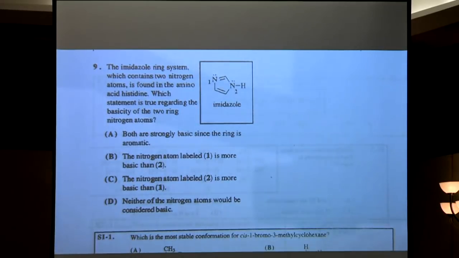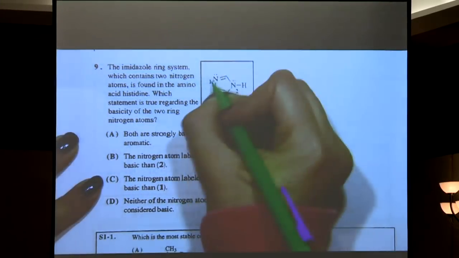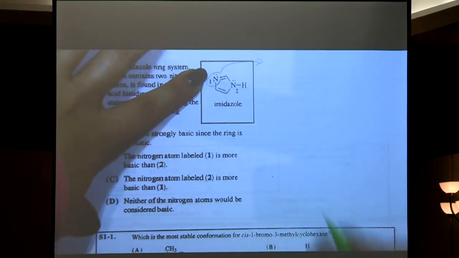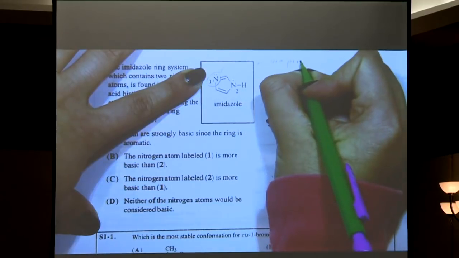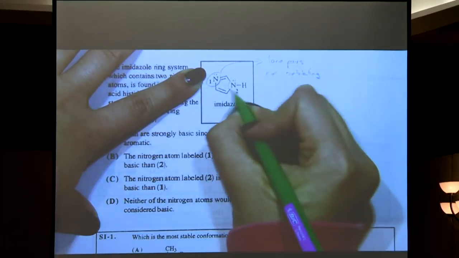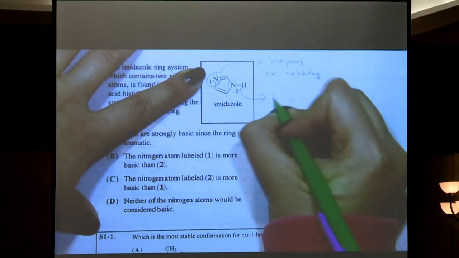This one has like a full paragraph, which is a little annoying, but we'll read it. So the imidazole ring system, which contains 2 nitrogen atoms, is found in the amino acid histidine. Which statement is true regarding the basicity of the 2 ring nitrogen atoms? So we go back to that same concept we were talking about earlier. So in this case, is nitrogen 1, are the lone pairs contributing to the system or not? Okay. So lone pairs not contributing. What about this one? Yep, cool.